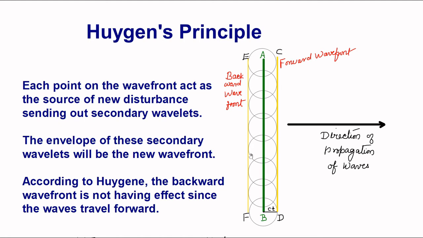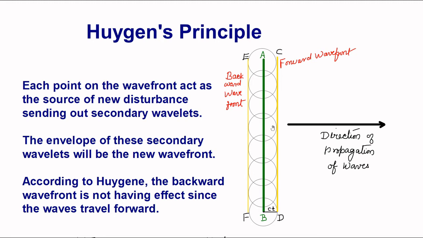On the wavefront AB, each point on it acts as a source of new disturbance which sends out secondary wavelets. The envelope of these secondary wavelets will be the new wavefront. So there are two envelopes, CD and EF.